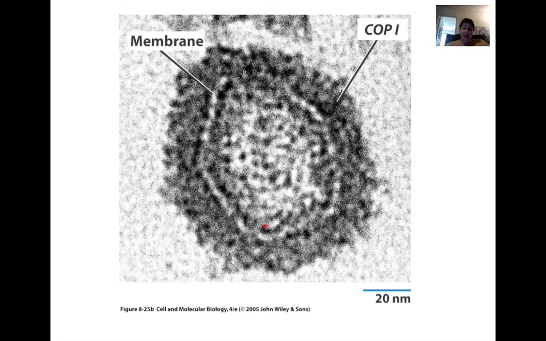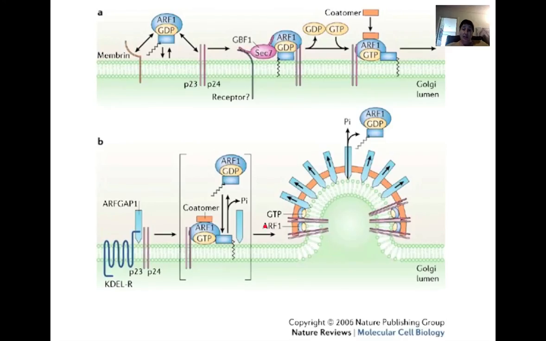Here's the ER picture once again. It looks no different than the COP2 coated vesicle. You can see the membrane. The white part on the EM is the membrane, and all of the outer portion of the dark is the COP1 coat. I didn't mention what COP1 is made of. It's made of a protein complex, macromolecular complex, just like COP2. Don't worry about the names of the proteins.